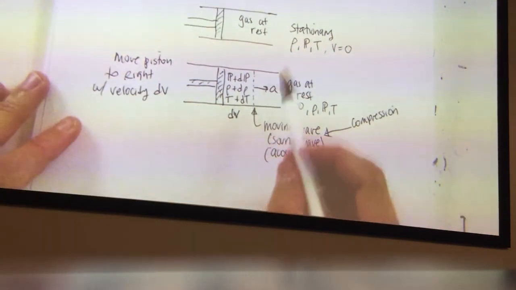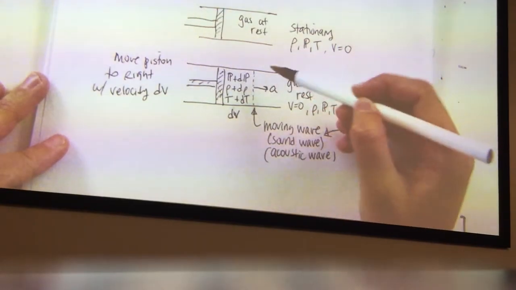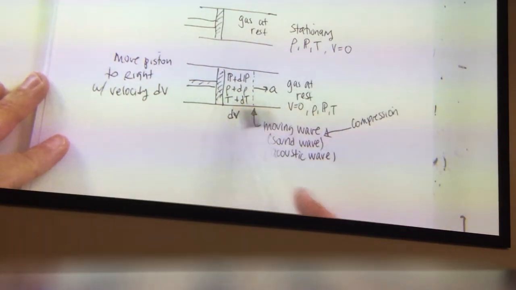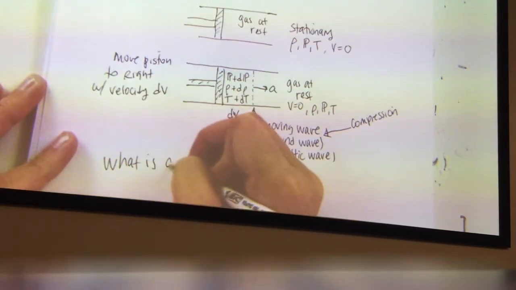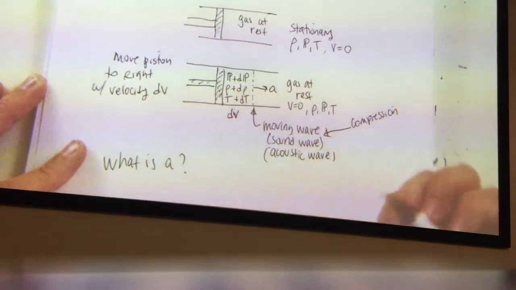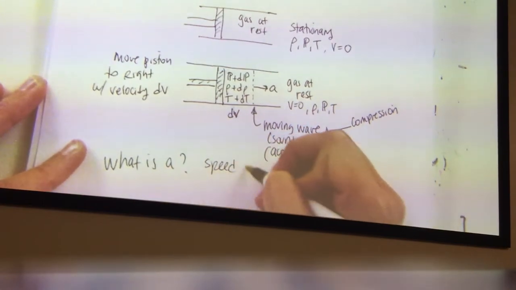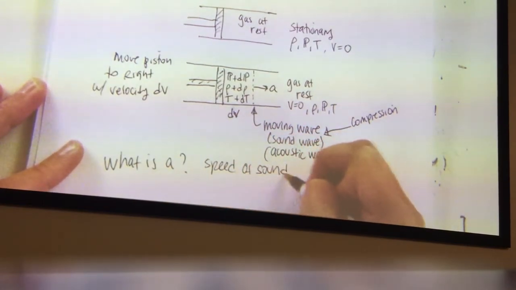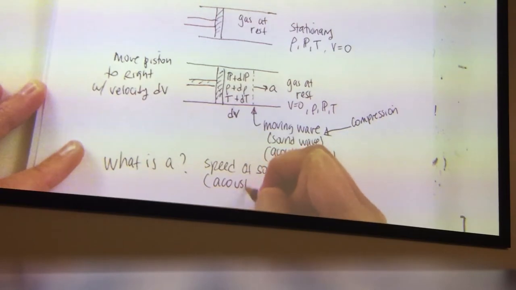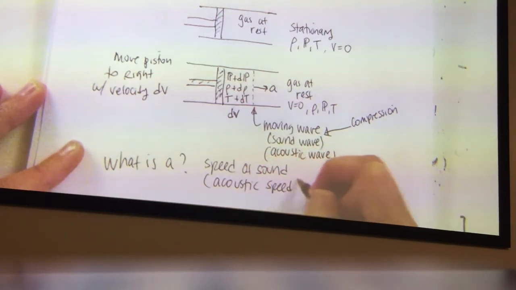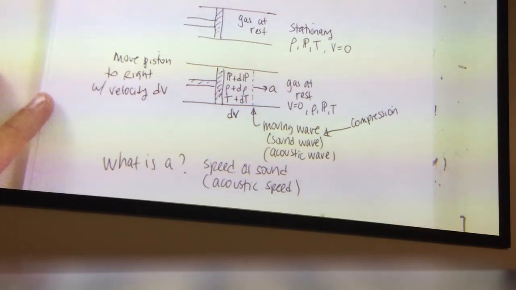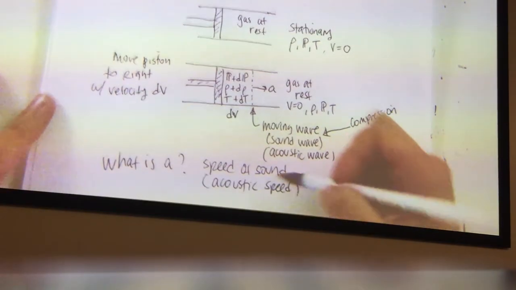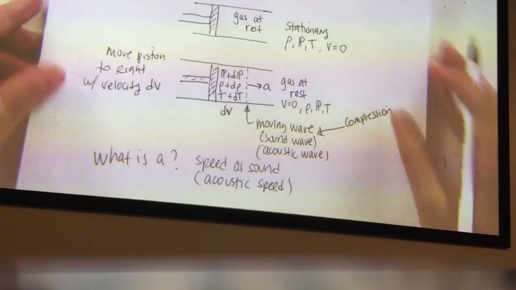And in order to derive it, let's do a control volume approach in this area here to see how the parameters change from one location to the next. So what is A? And that A, as you see, is by definition the speed of sound, or the acoustic speed. And just keep in mind that it's called these two things. Dr. Chen likes to ask in tests what is the acoustic speed of something. So just make sure that you remember that it's the same thing, speed of sound and acoustic speed.